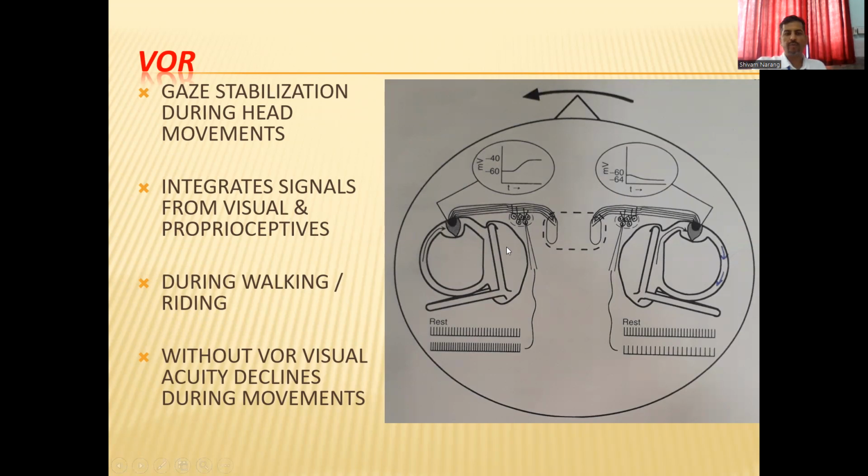So it integrates the signals from the visual as well as the proprioceptive inputs, like during walking and riding or any movement of the head. If the VOR is not there, our visual acuity will decline during the movements. Like we are sitting straight and watching one static object, and if we are moving, we are seeing the same object with the same clarity. So that is what the VOR is required for. It is the gaze stabilization on one particular object during the movement. So if we are moving, our eyes should focus on the same object again.